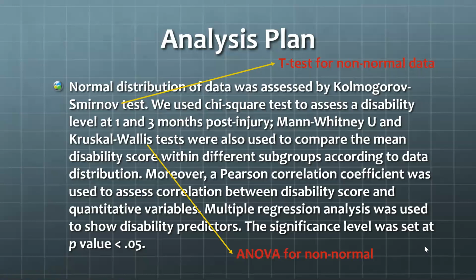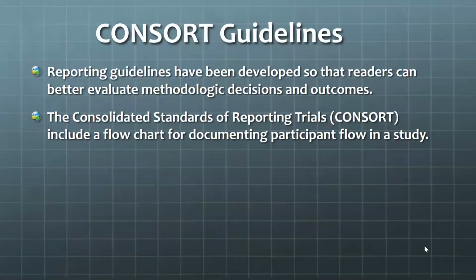You need to be able to read and have a beginning understanding of this type of language in a research study. There are also guidelines that have developed so that people can understand the research decisions and statistical measures. This is done by the Consolidated Standards of Reporting Trials, and they have a flow chart for documenting participant flow in the study. So just be aware that there are many external controls that help guide a research study.